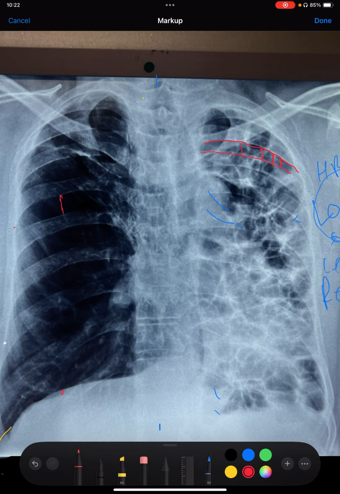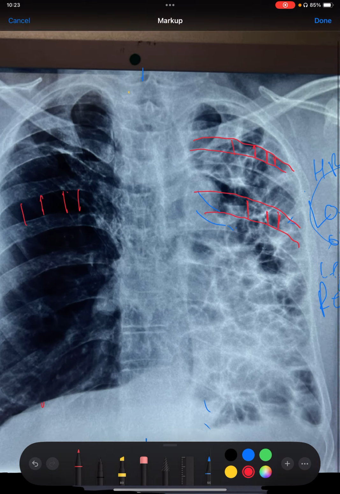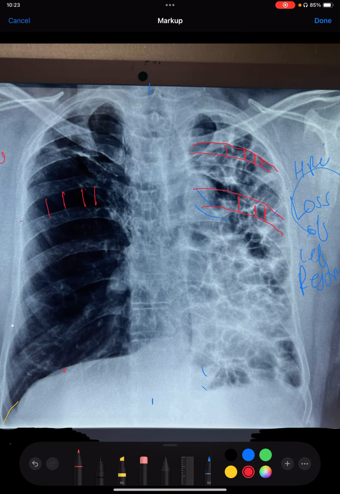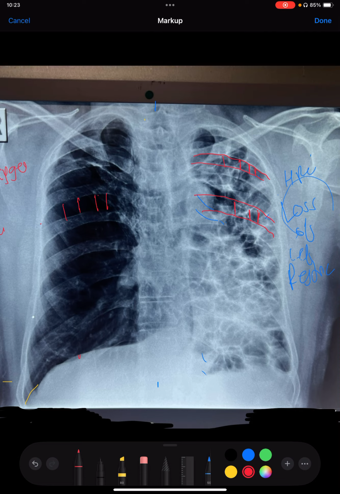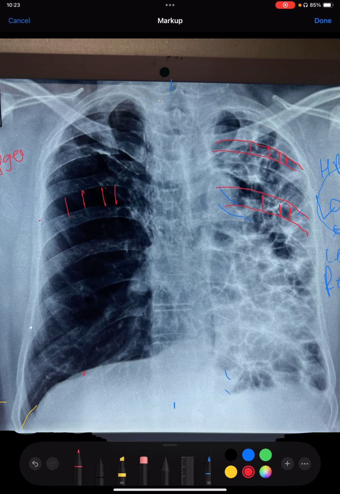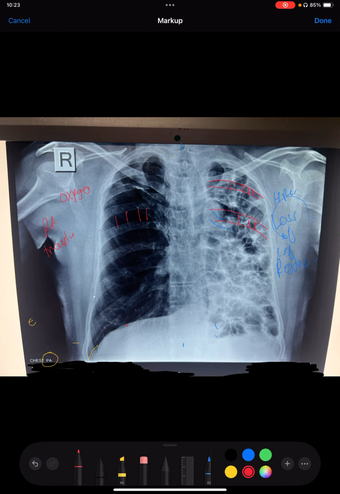This is the upper margin of the rib. This is the lower margin of the upper rib. So this is the distance. So just compare this distance with this distance. So there is basically a significantly reduced inter rib distance. That is how we can come to know that this is overinflated and this is a restrictive lung disease.